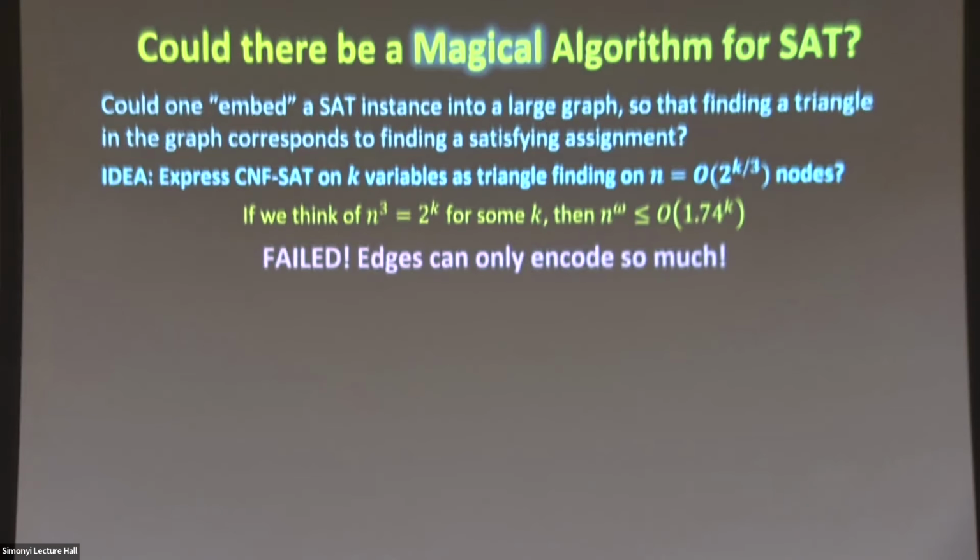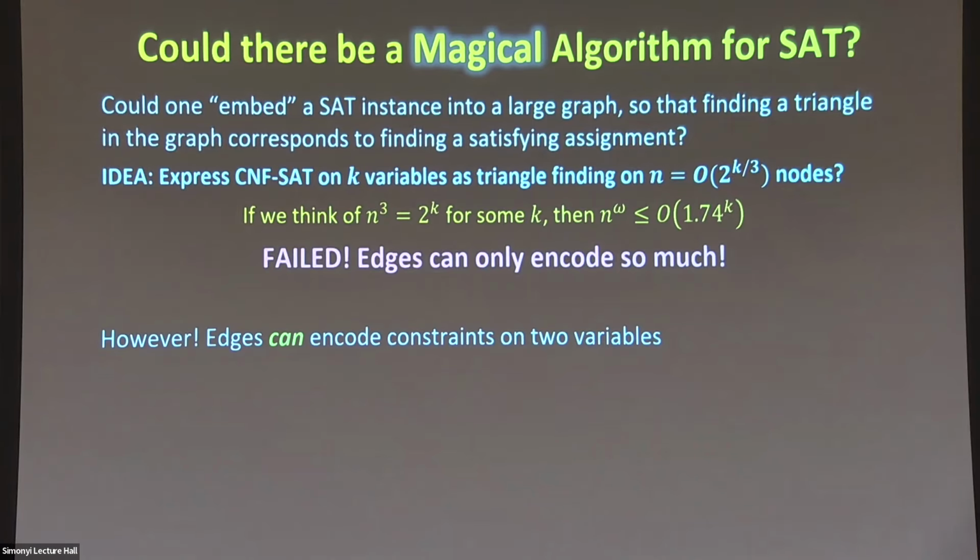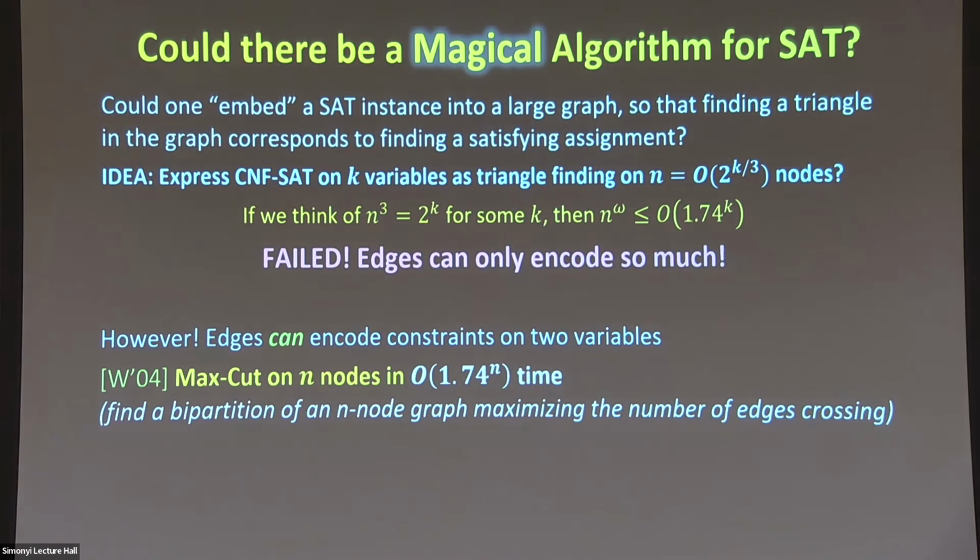But I failed because edges can only encode so much. Okay, let me just leave it at that. However, edges can encode constraints on 2 variables, and this led to a paper that showed that a wide variety of problems for which we didn't know better than 2^n time algorithms actually have them.